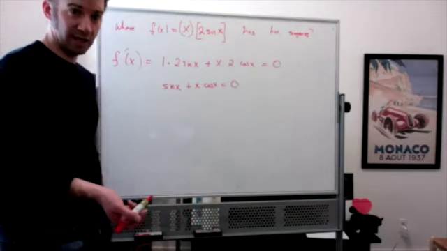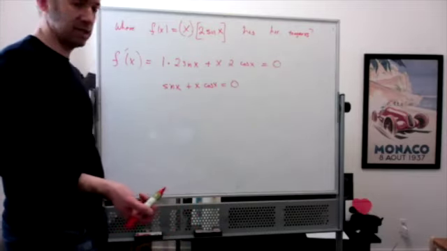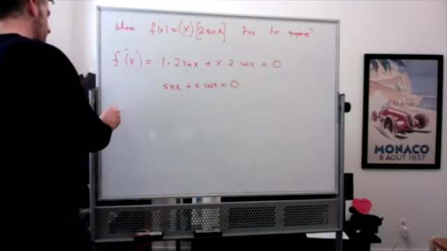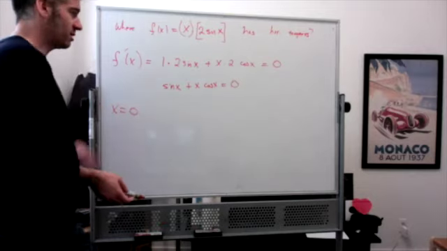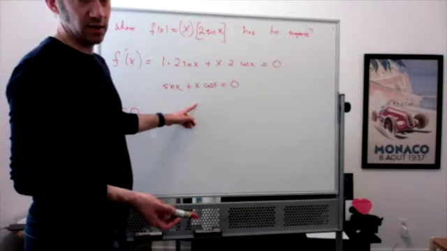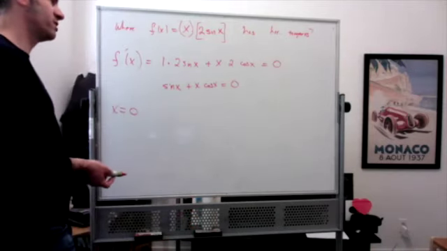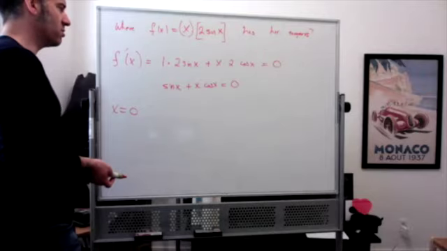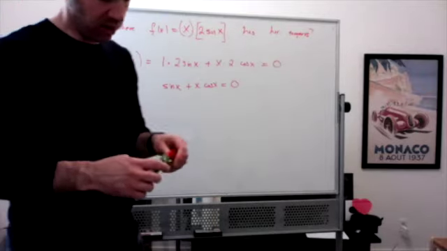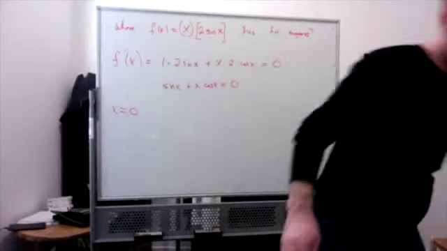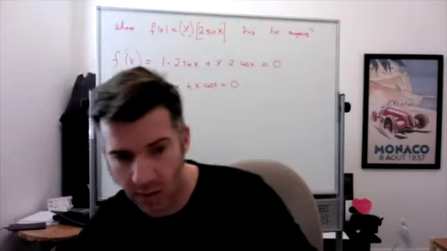I might turn to Desmos. So there is one answer that I can see for sure. X equal to 0 is definitely an answer. The sine of 0 is 0, and 0 times anything is 0. And after that, I don't know. So this is a time where graphical analysis is kind of helpful. So let's go ahead and take a look at Desmos real quick before we get too carried away here.